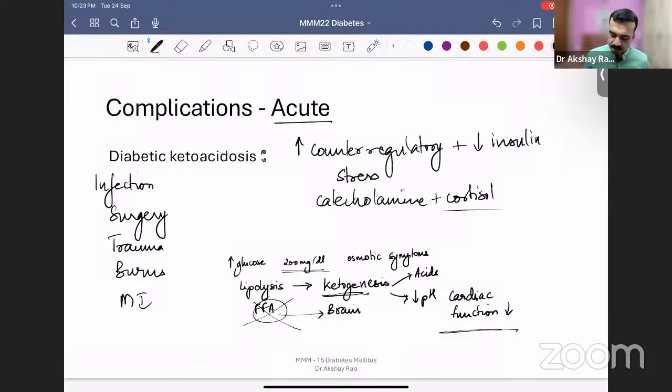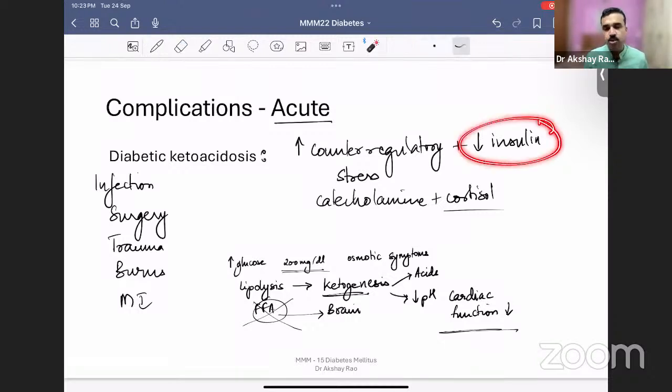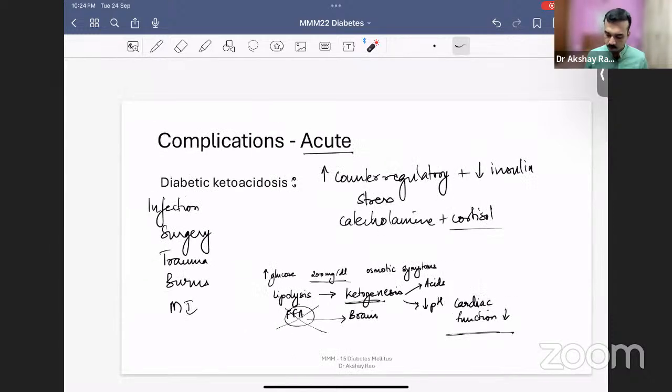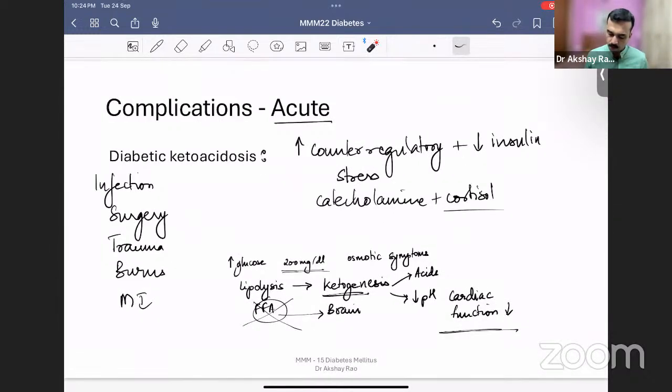It could be as trivial as missing their medication. So just missing their insulin dose in the setting of fever. So just a mild fever, but they missed their insulin. That can be enough to precipitate DKA if the ratio is in favor. Ratio of counter-regulatory hormone to insulin.